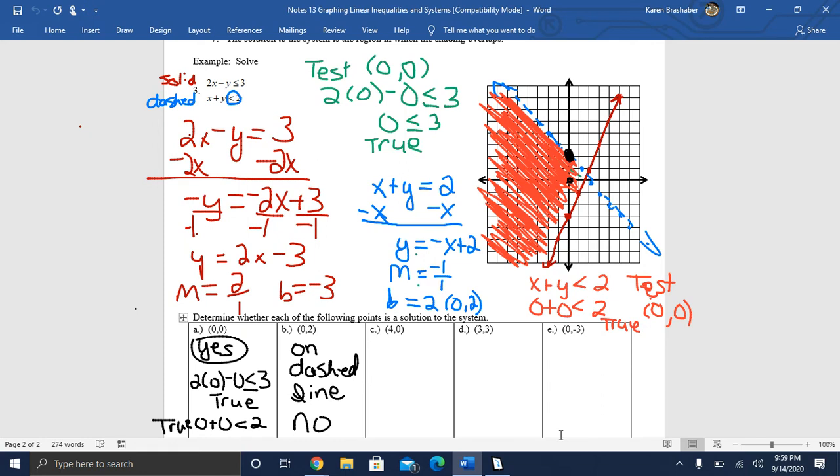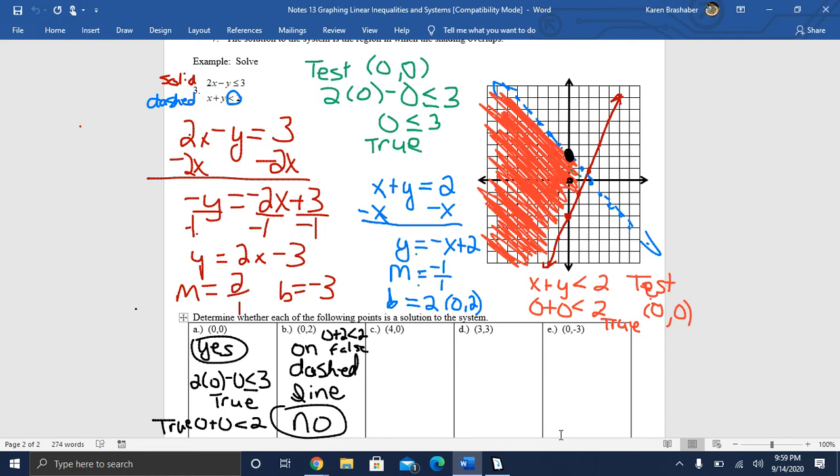And if you were to check it, we can just check it in that bottom equation, 0 plus 2 is less than 2. That's false. It was on the dashed line, so 0, 2 is not a solution.